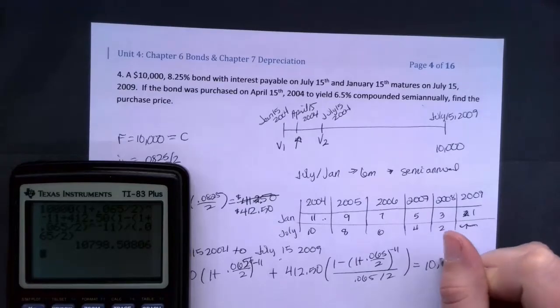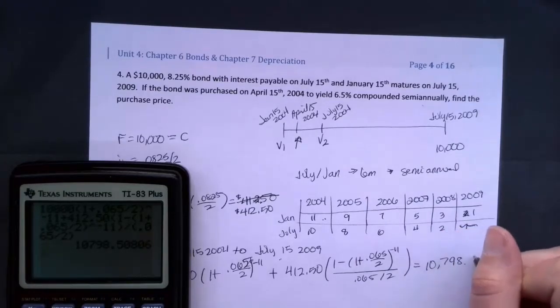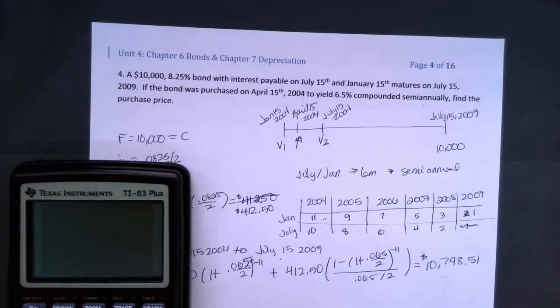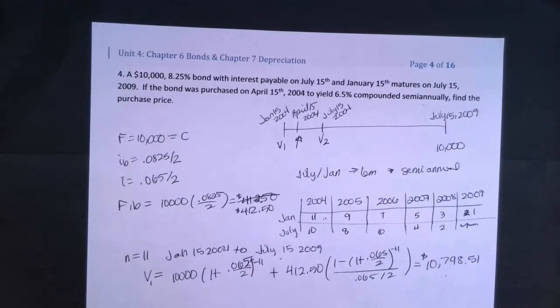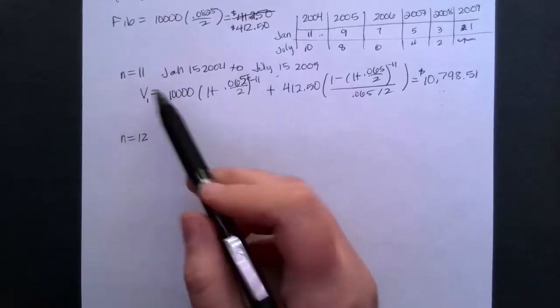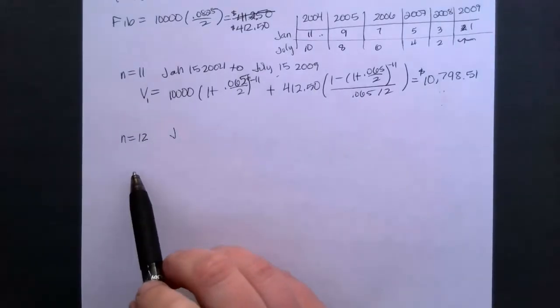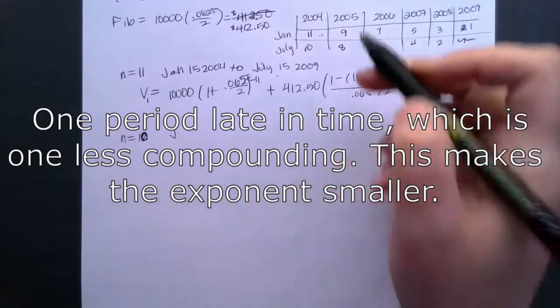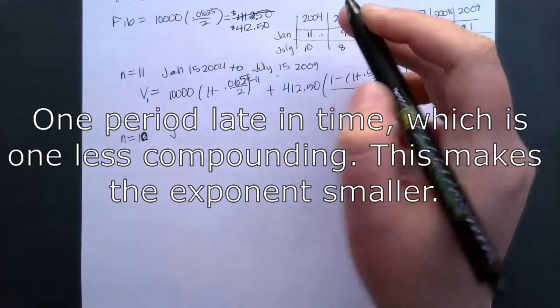So we get 10,798.51. Okay, now this is over, but we're before, so this will be a premium that we'd be paying because we're paying more, and we would actually lose money with the bond. Okay. Now, because N was 11 over here, this means that N would be 10 here, not 12. It's going to be 10 because it's one period later.